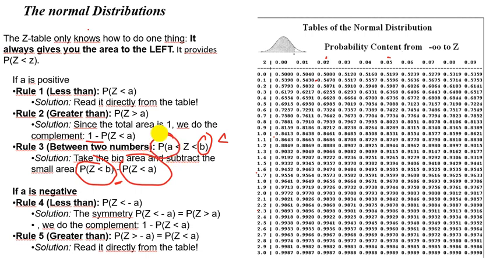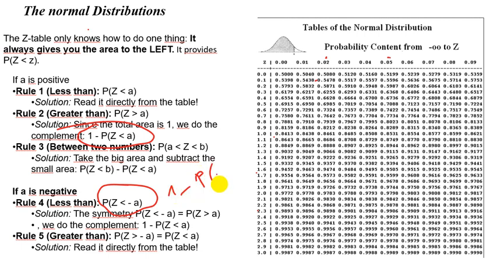And finally, in the case we have a negative number, because here we have only positive numbers. When we have a negative number, because of the symmetry, we simply do the same thing as we did here. So when we have P of z less than a negative number minus a, we can convert it to 1 minus P of z is less than a. We do 1 minus, then we convert the negative to positive.